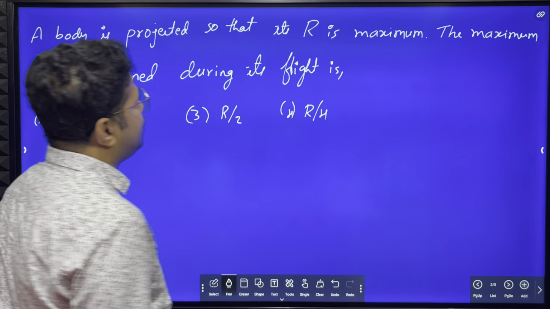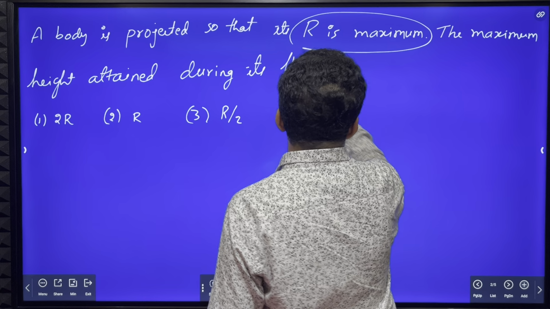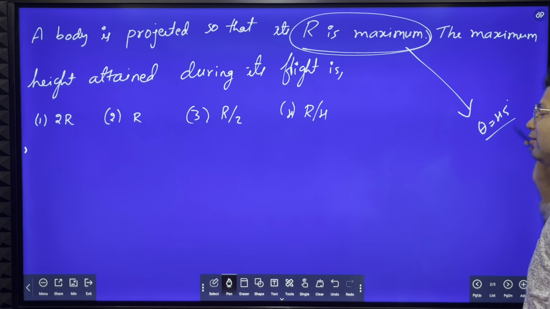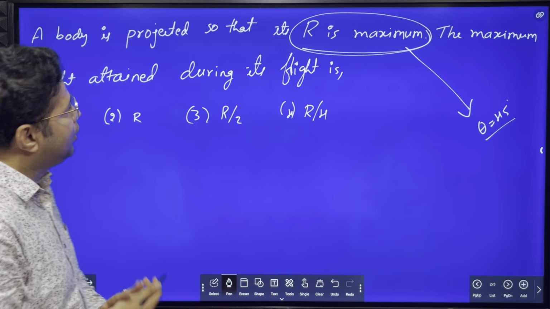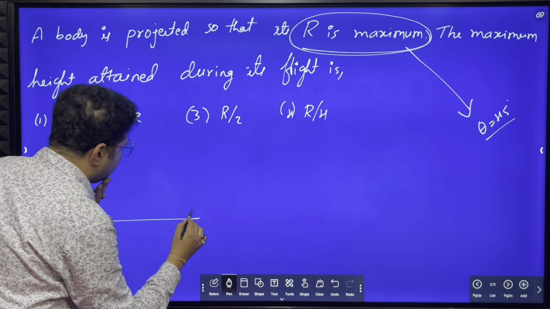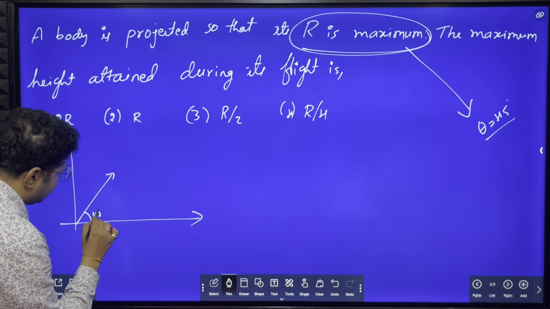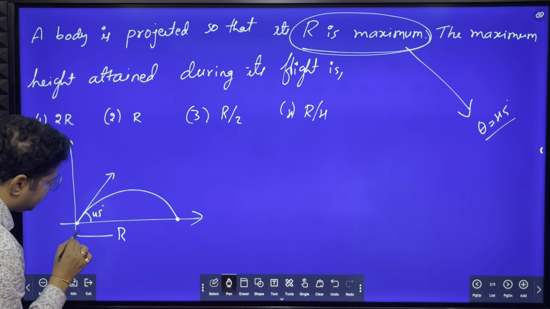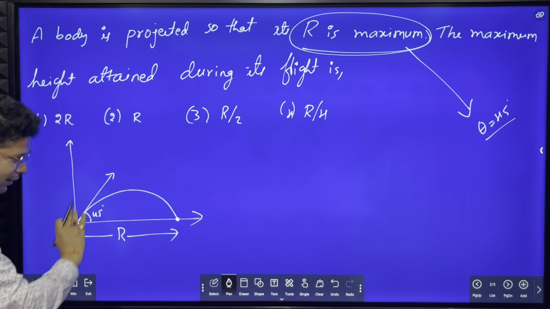A body is projected so that the range is maximum. When is the range maximum? When theta is equal to 45 degrees. We have proved it. That is the hint they have given. The question asks for the maximum height attained during its flight. What they have given is a body projected at an angle of 45 degrees with the horizontal, and the range is maximum. That maximum range they have given as R.